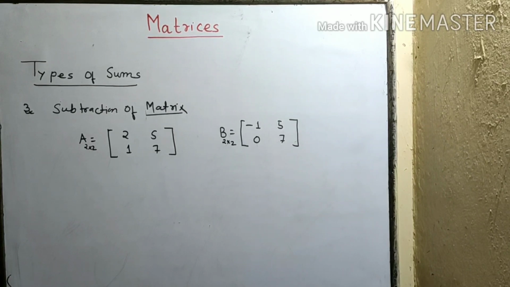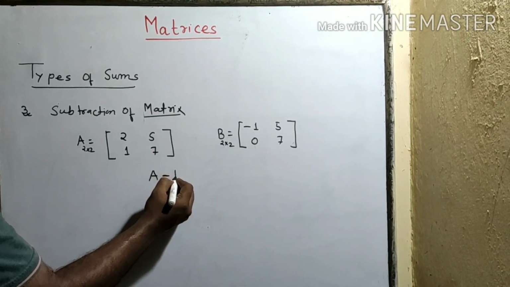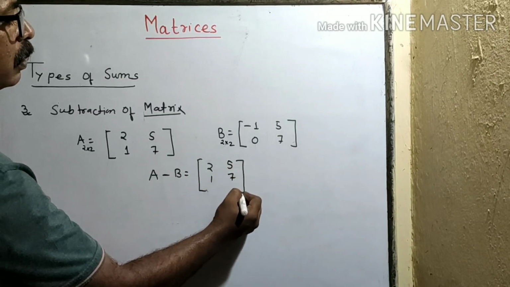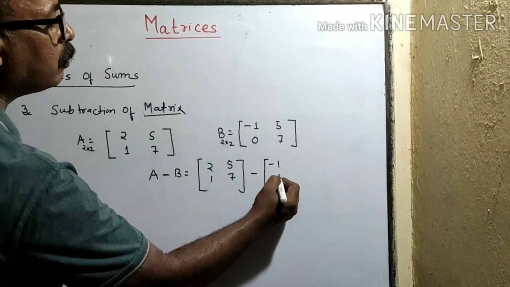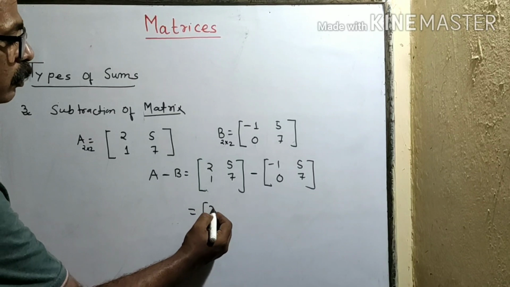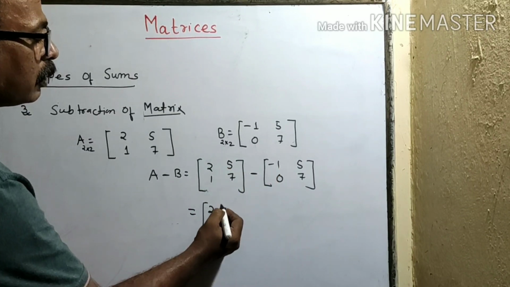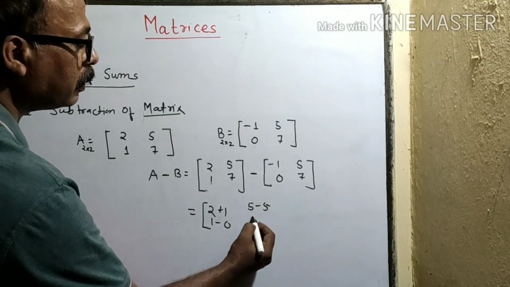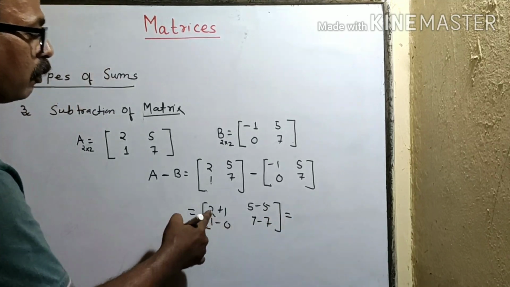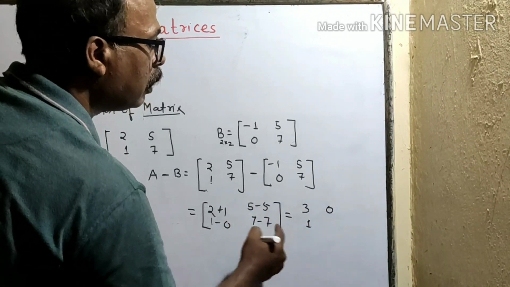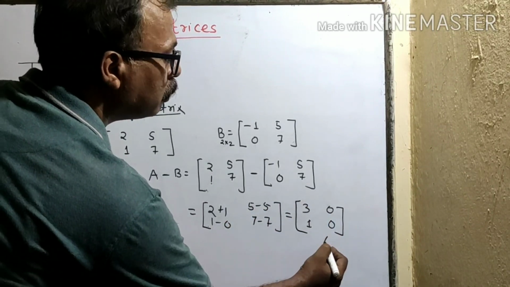Third type of sum is subtraction of matrix. Same A, same B. Now we have to do subtraction. Order should be same. So A minus B will be 2, 1, 5, 7 minus 1, 0 and 5, 7. When we do a subtraction, sign changes. So it is 2 minus minus 1 will become plus 1, 1 minus 0, 5 minus 5 and 7 minus 7. So your result will come out as 2 plus 1 is 3, 1 minus 0 is 1, 5 minus 5 is 0 and 7 minus 7 is equal to 0. This will be your answer.